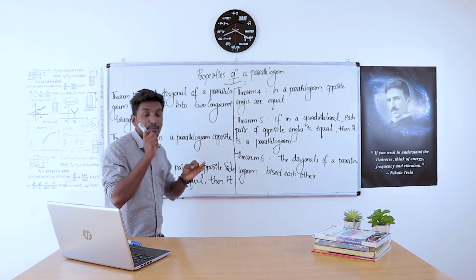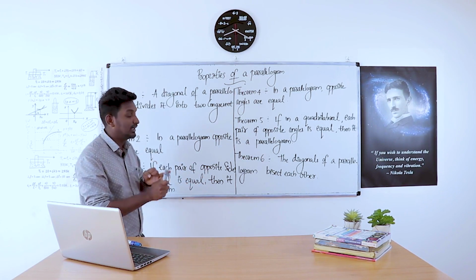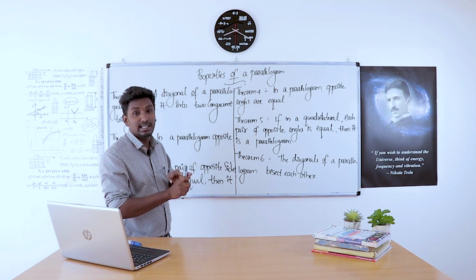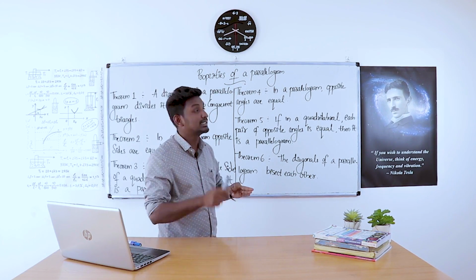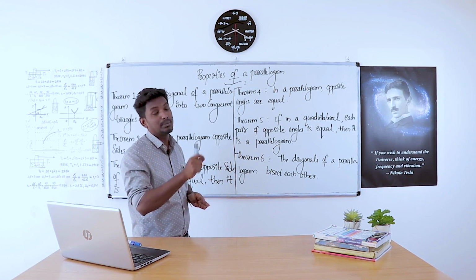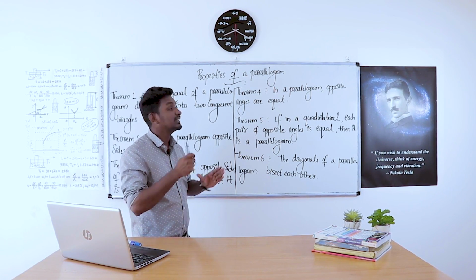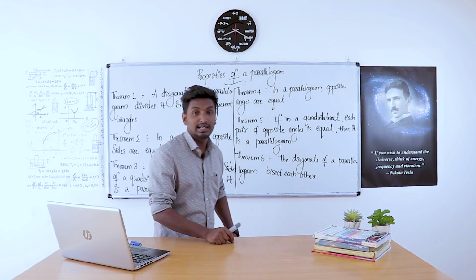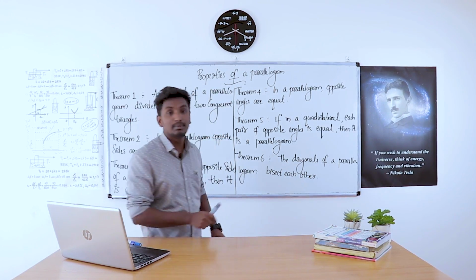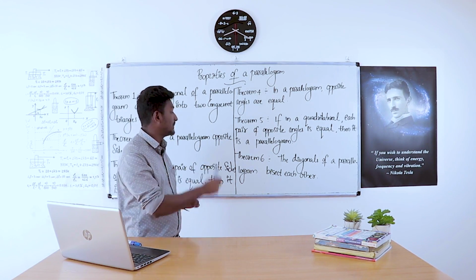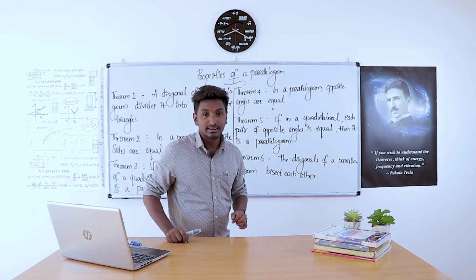Second one, opposite sides of a parallelogram are equal. Third one, if opposite sides of a quadrilateral are equal, then it can be called a parallelogram. Fourth one, opposite angles of a parallelogram are equal. Then fifth one, if opposite angles of a quadrilateral are equal, then it can be called a parallelogram. Next, sixth one, diagonals of a parallelogram bisect each other.